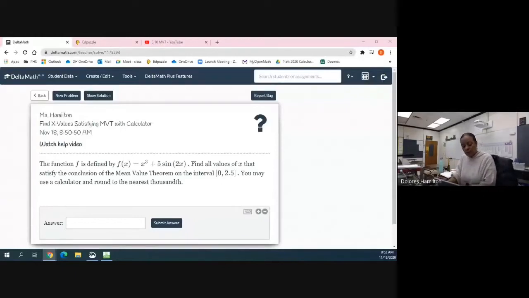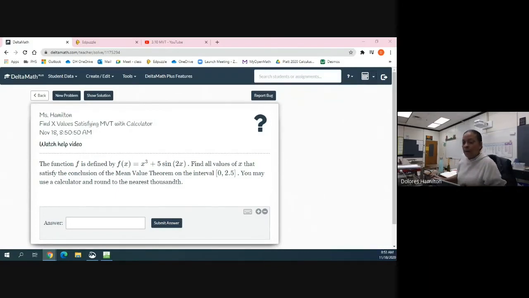I wanted to show you one of the calculator-active Delta Math questions. Here is the function, and we are given f(x) = x cubed plus 5 sine 2x. One, we know that it's continuous and differentiable, right? They don't have any breaks or interruptions in my sine graph or my cubic. So now we are looking for the values that would satisfy our MVT over that interval.